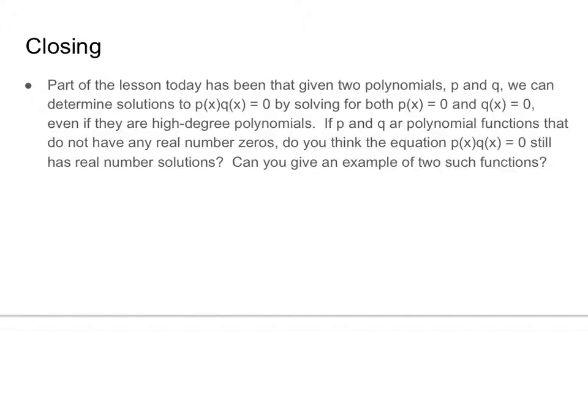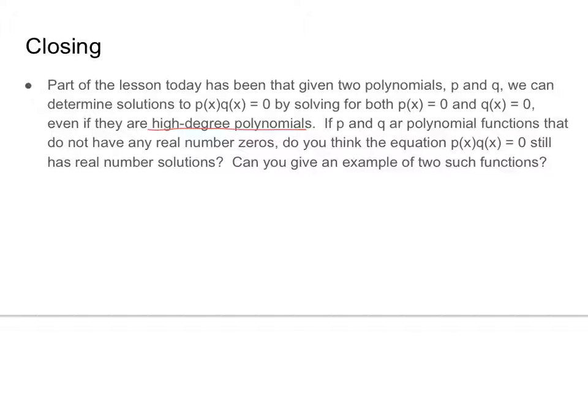In closing, part of the lesson today has been that given two polynomials, p and q, we can determine the solutions to pq equals 0 by solving for both p and q, even if they are high degree polynomials. If p and q are polynomial functions that do not have any real number zeros, do you think the equation p times q equals 0 still has real number solutions? Can you give an example of two such functions?